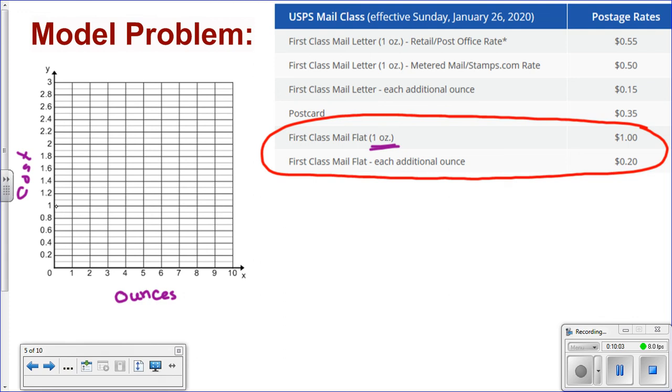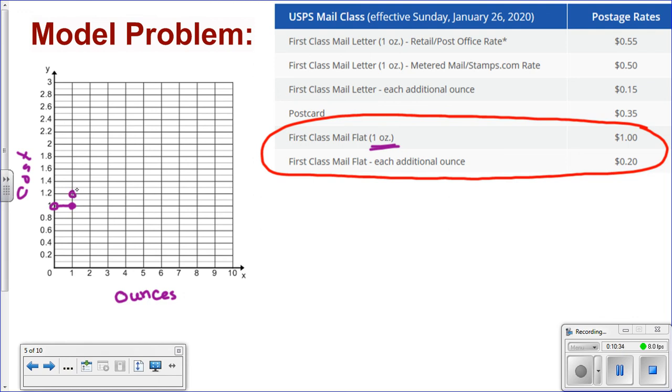So here's my dollar. Now, if it doesn't have any ounces, you're not really sending anything. So I'm going to leave that as an open circle up to here. And I'm going to put the closed circle at $1 because if it is an ounce, it will cost you $1. But each additional ounce is 20 cents more. So as soon as I go over 1 ounce, so in other words 1.1 ounces, I jump up another 20 cents.